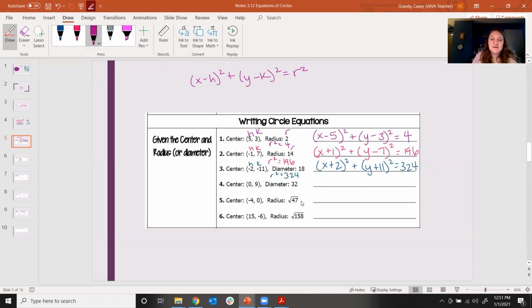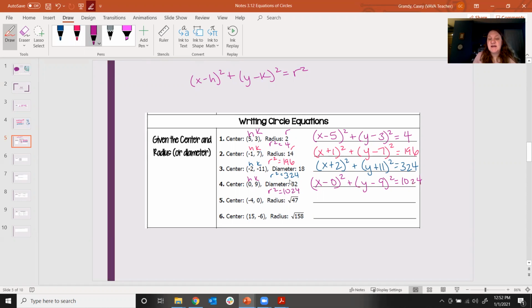Now let's look at the next one. The center is at 0, 9. Okay. Before you start writing, just let me write this out and you'll see why I don't want you to write it just yet. Okay. We would write X minus 0 squared, and we would have Y minus 9 squared equals, let's see, 32 squared is 1024.